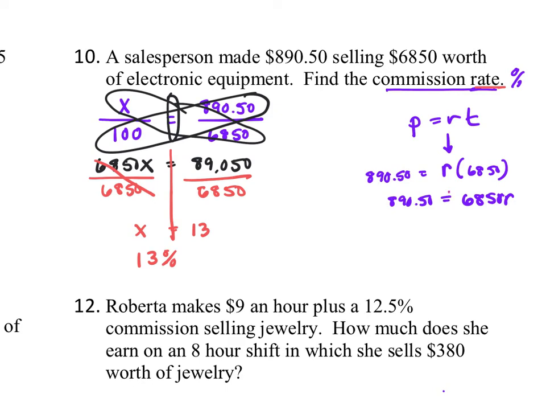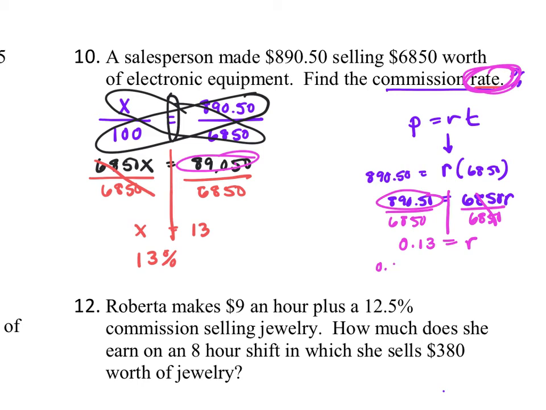If you choose to use the equation, we're going to go ahead and divide by 6,850 on both sides. And maybe you're curious if this is going to be the same answer, since this number is different than this number. Well, once we divide, we're going to get 0 and 1300ths equals R. But if you recall, they asked for the rate. So they want this as a percentage, which means that we would have to take our decimal and multiply it by 100, and then we would get that 13% we're after.